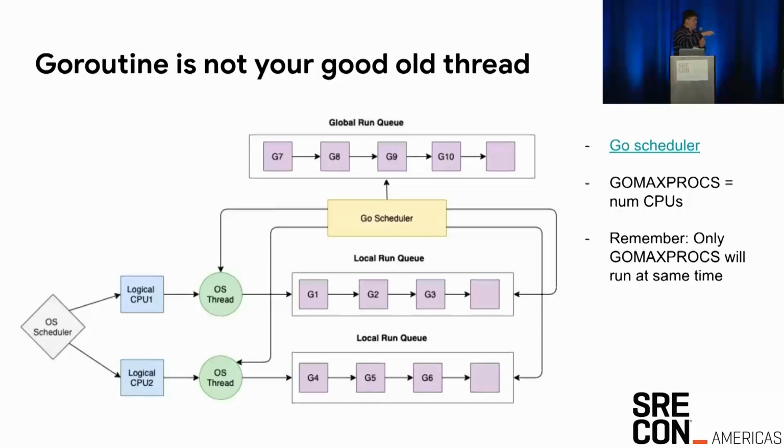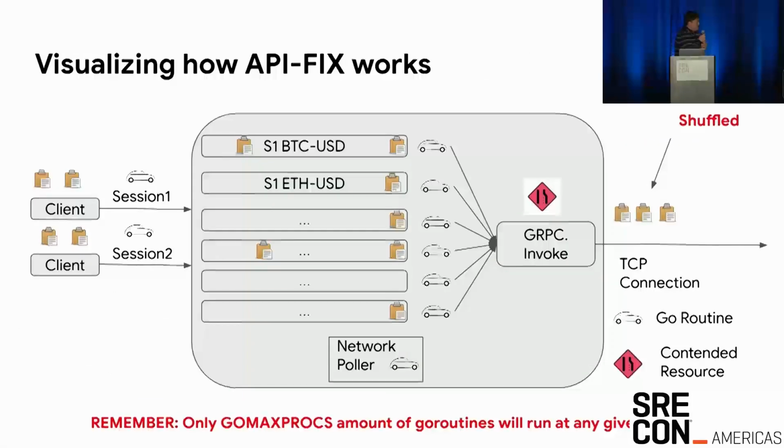And then there's also a global run queue: if the local run queue is full, the Goroutine gets put into the global run queue, and who knows what the Golang scheduler decides about which CPU you're on to actually execute this. To visualize this a little better, I took one system and tried to visualize how this application actually works, handling requests.